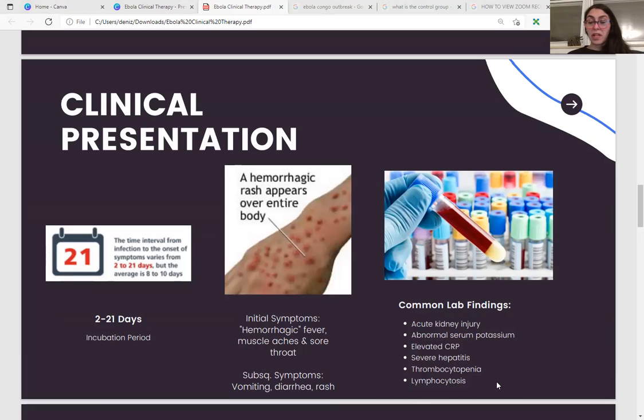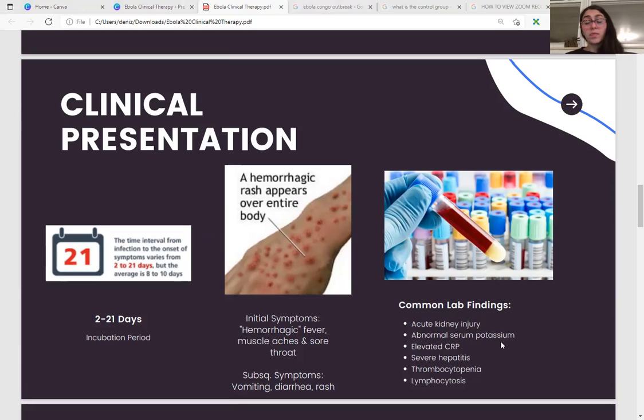And these are some common lab findings if somebody with a high viral load of Ebola goes to a doctor and gets these labs done, because they likely will with those symptoms. One study found that these are very common lab findings among Ebola patients, which include acute kidney injury, abnormal serum potassium, and we all know how important potassium is for all of our cells.